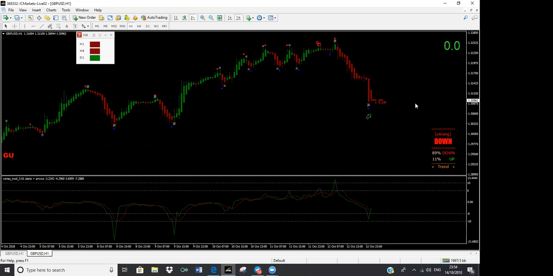CJ, I thought the GBP pairs only follow each other during the London breakout session, not like all week long. They follow each other all week long.